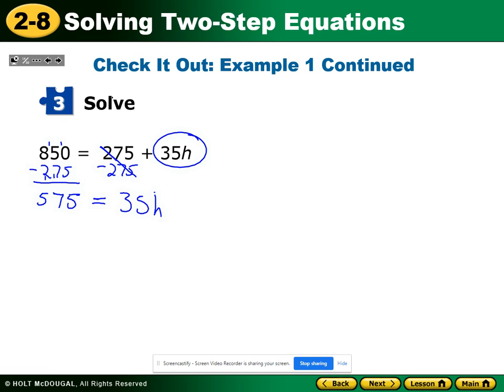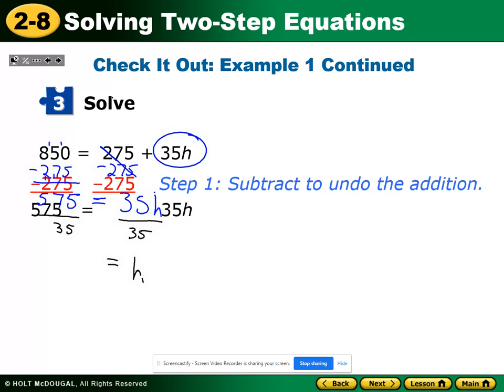So now, these are problems we're used to seeing. If I want to get h by itself, I divide by 35. And when I do that division, I will get h equals whatever my answer is, okay? Sorry, it's too early to do that division for me. We'll let the computer do it.